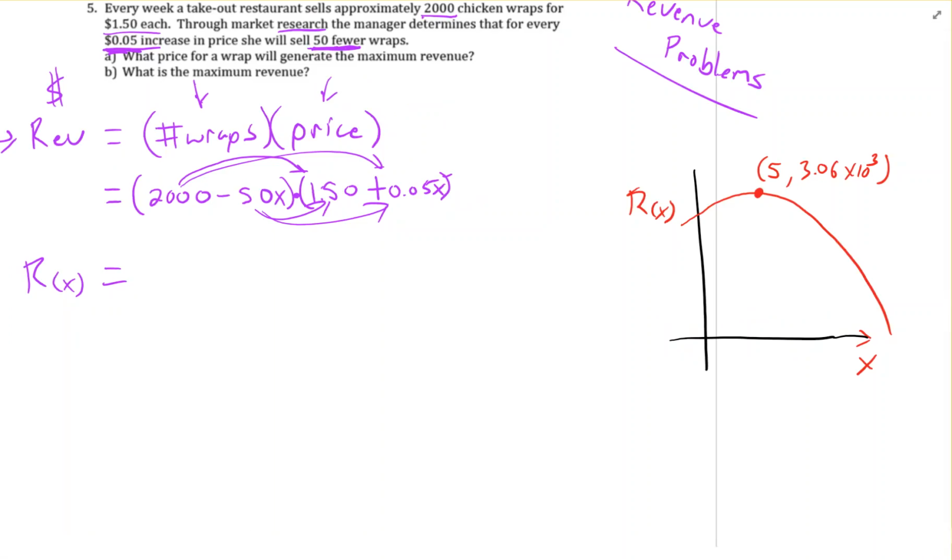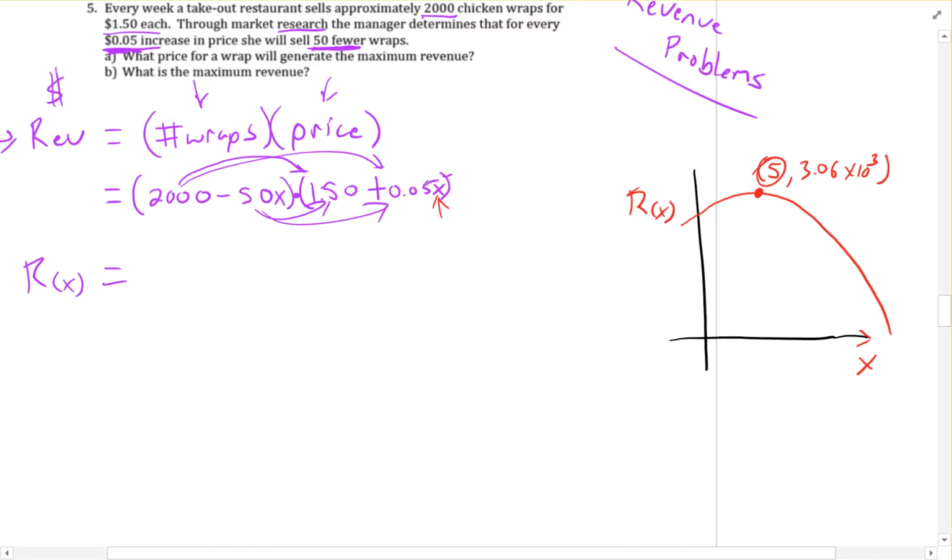Okay, so let's try to make sense of what this vertex means. On our graph, we've got R of X going up, right? That's our revenue that we're talking about on the Y-axis here. Our X-axis, we said, was the number of changes, right? That was the number of times there was an increase in price. So that vertex there means that there were 5 increases in price.